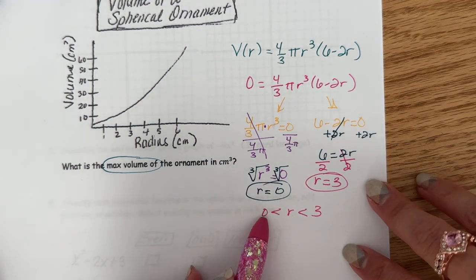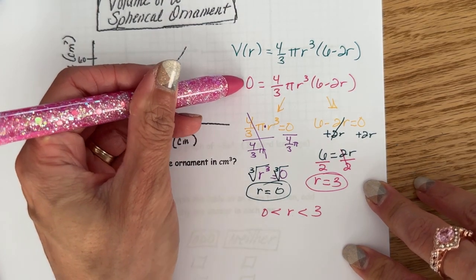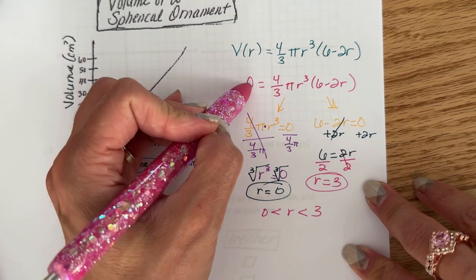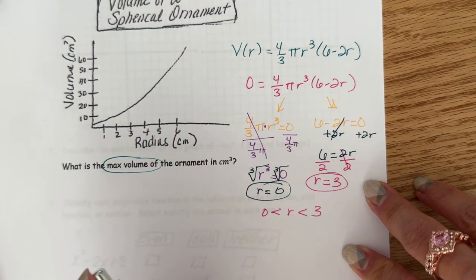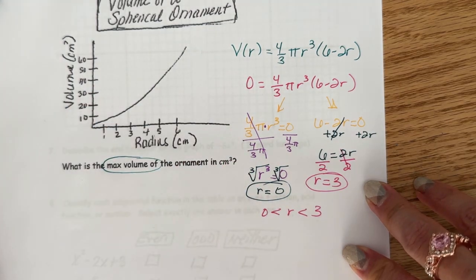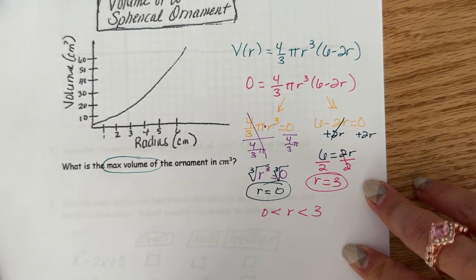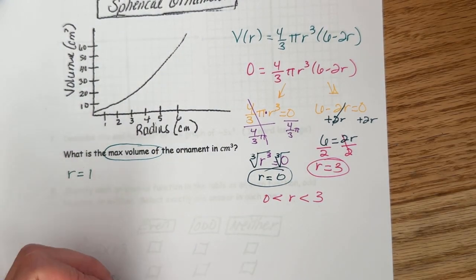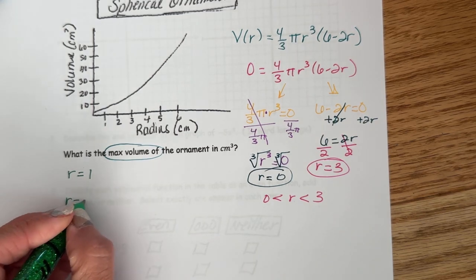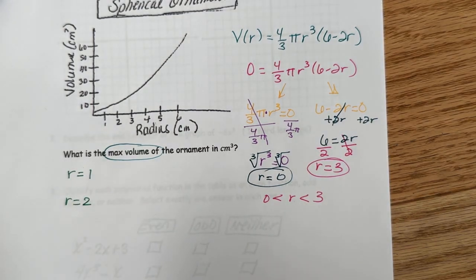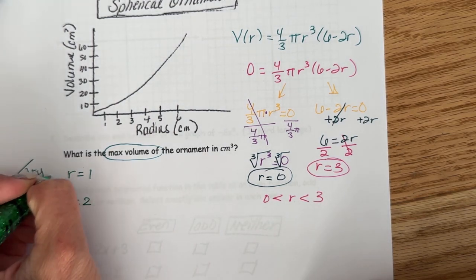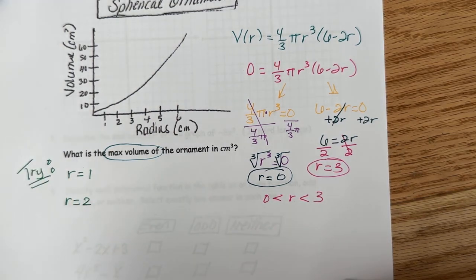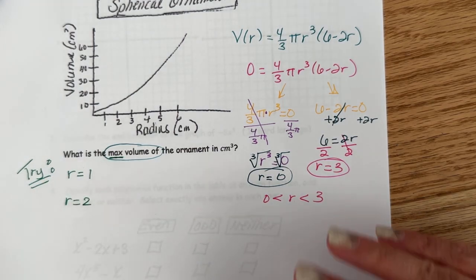Remember, r can't equal 0 because it makes the volume 0, and it can't equal 3 because it makes the volume 0. But everything in between is totally okay. What numbers are between 0 and 3? They are r equals 1 and r equals 2. There are only 2 numbers in the middle, 1 and 2, so we're going to test them out. What we're looking for is the max volume, so whichever one is the biggest is the answer.